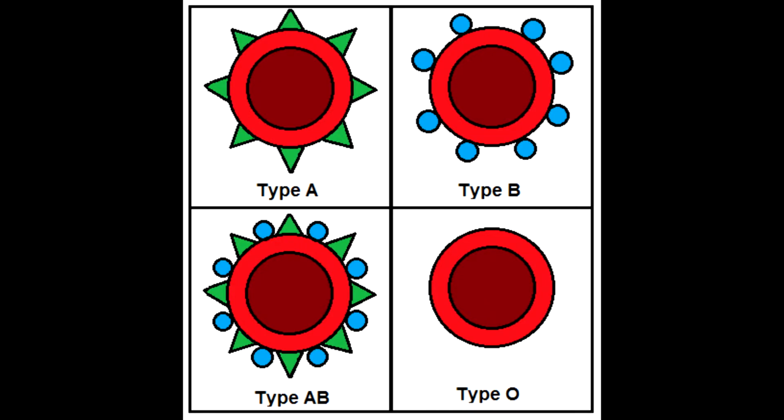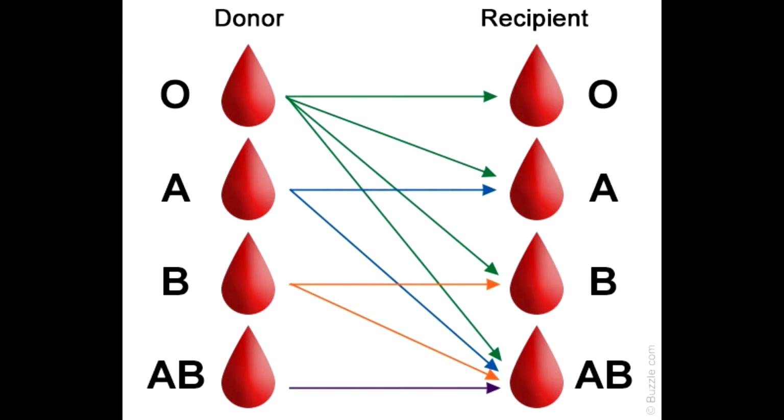Group A has the A antigen on red blood cells. Group B has the B antigen on red blood cells. Group AB has A and B antigens on red blood cells. Group O has neither A nor B antigens on red blood cells. Group O is a universal donor, which means it can donate to any blood type, and Group AB is a universal recipient, which means it can receive blood from any blood type and no agglutination will occur.